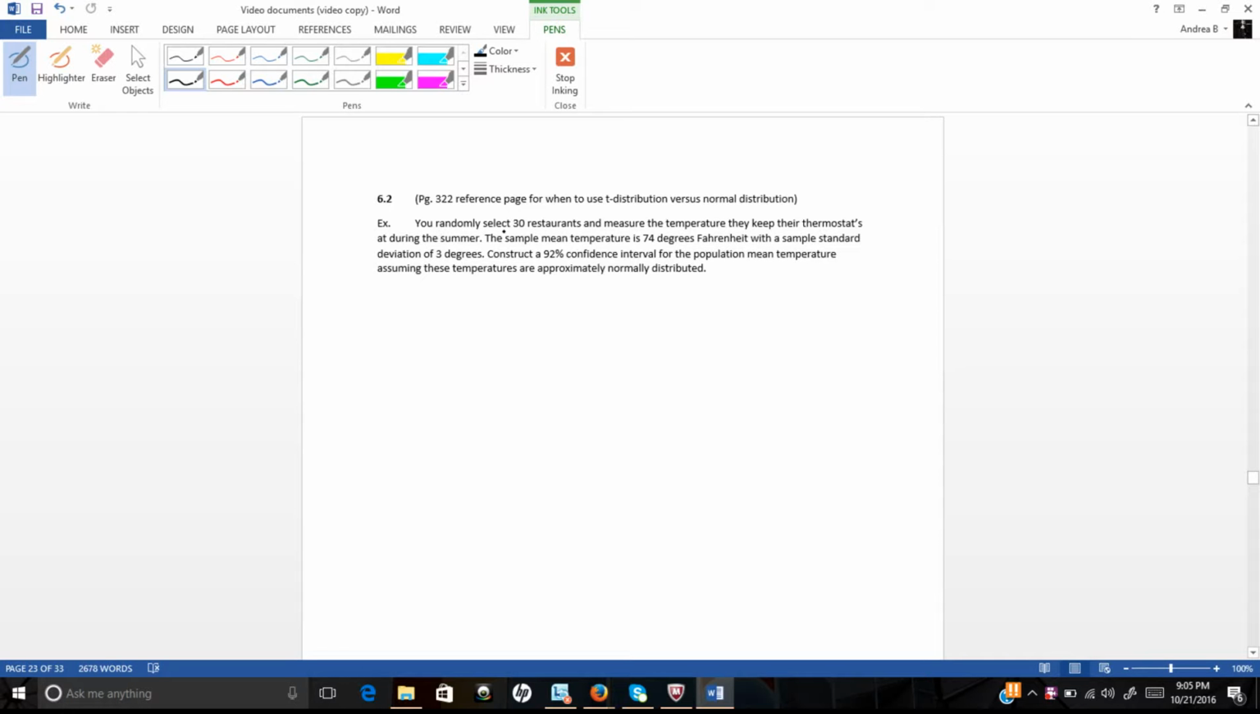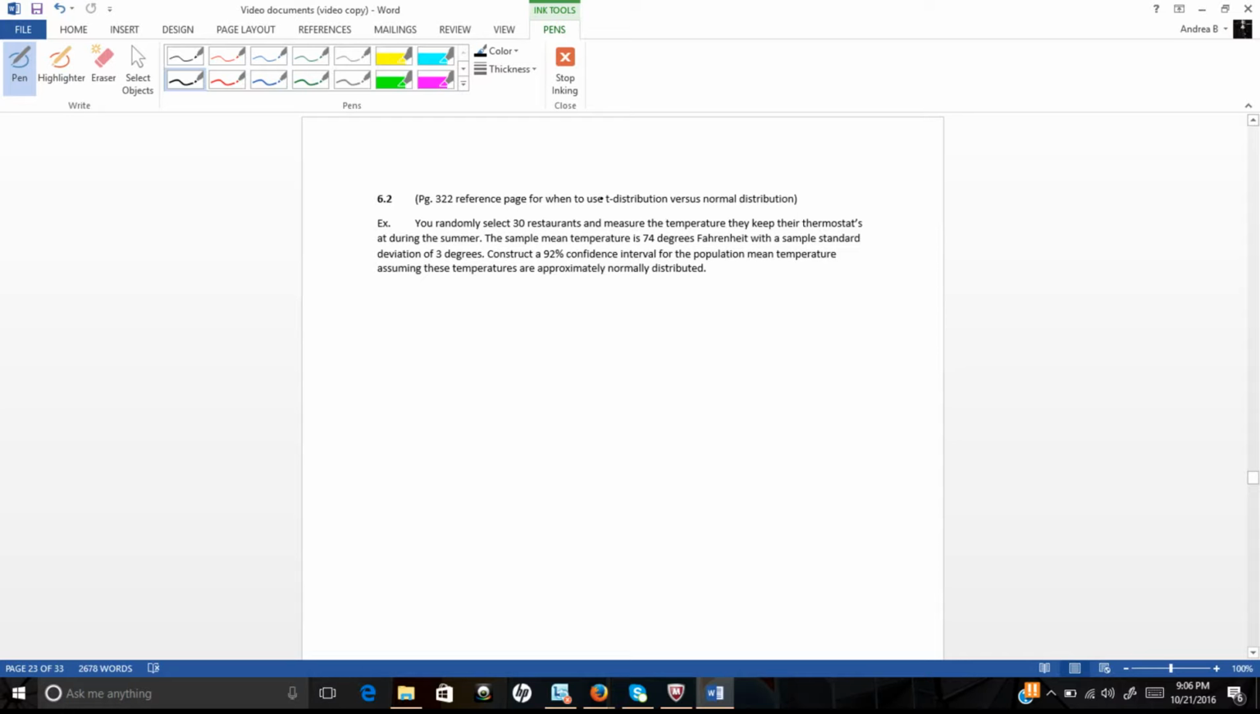So in this case, we have that you randomly select 30 restaurants and measure the temperature that they keep their thermostats at during the summer. The sample mean temperature is 74 degrees Fahrenheit with a sample standard deviation of 3 degrees. And we want to construct a 92% confidence interval for the population mean temperature, assuming that the temperatures are approximately normally distributed. This phrase, approximately normally distributed, means that the overall population comes from a normal distribution.